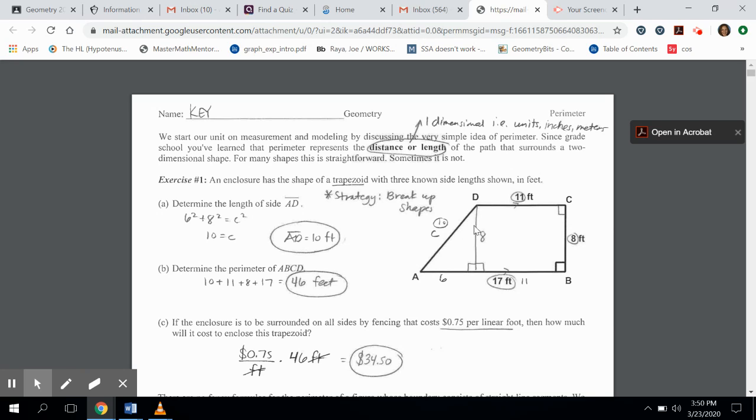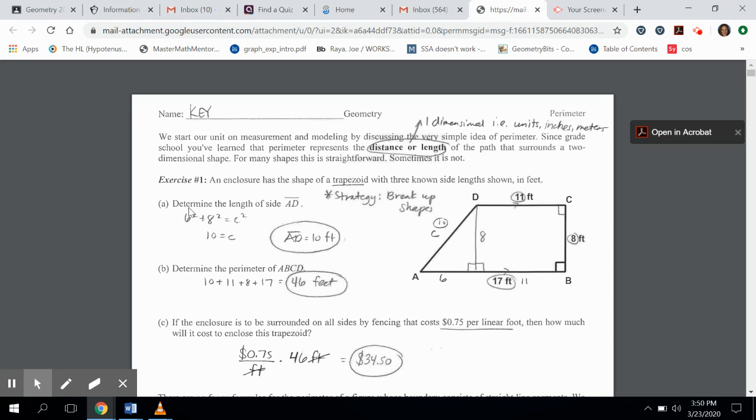So I dropped an altitude. So I went from this vertex to the opposite side, put in some right angles, and then I have a rectangle. So if this is 8, that's 8. If this is 11, that's 11. Therefore, from 17, this must be 6. I notice I have a right triangle, 2 sides, pop into the Pythagorean theorem, and AD is 10. They're even trying to lead you through that with that strategy for part A there.